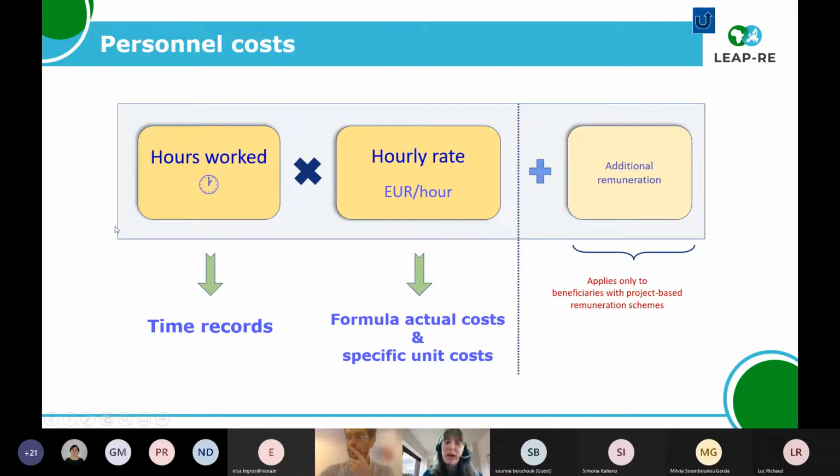So for personal cost, like I said, you have to calculate the hourly rate and multiply it by the hours worked on the project. We'll see in a minute how to record the time spent on the project. You can add to that additional remuneration, but this only applies to a specific scenario. In an EC-funded project, it can only be linked to project-based remuneration schemes. So if you need to add additional remuneration to the hours worked multiplied by the hourly rate, you have to be careful and check whether this is eligible or not.